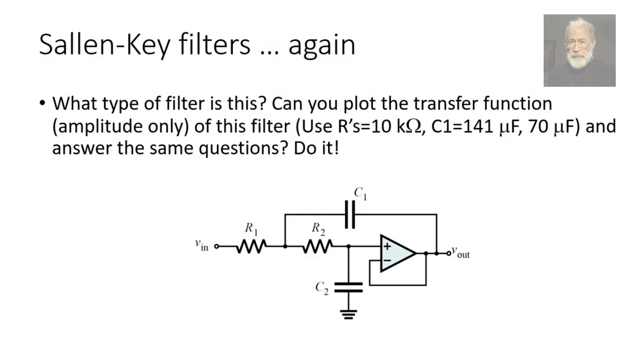Another example of Sallen-Key filters. I let you work on this one. What type of filter is this one? Yes, I know that I've already told you this is a low-pass filter, and I give you the values for the resistors, 10 kilo ohms each, and the capacitors, 141 microfarads and 70 microfarads. The question is, it's a low-pass, right? So what is the corner frequency of this filter?